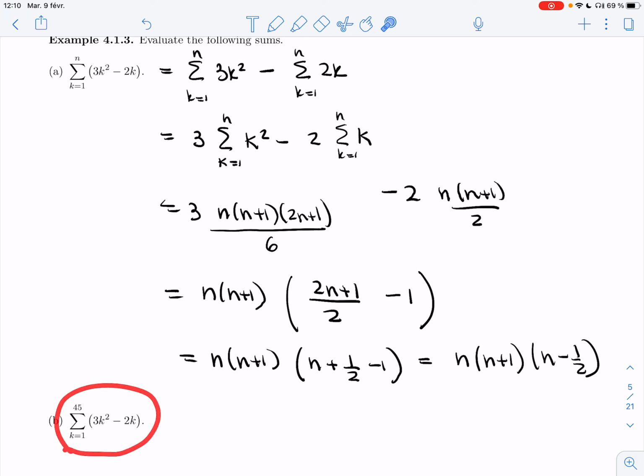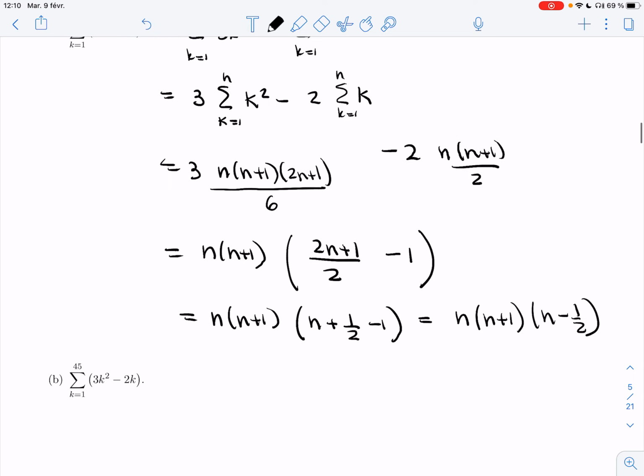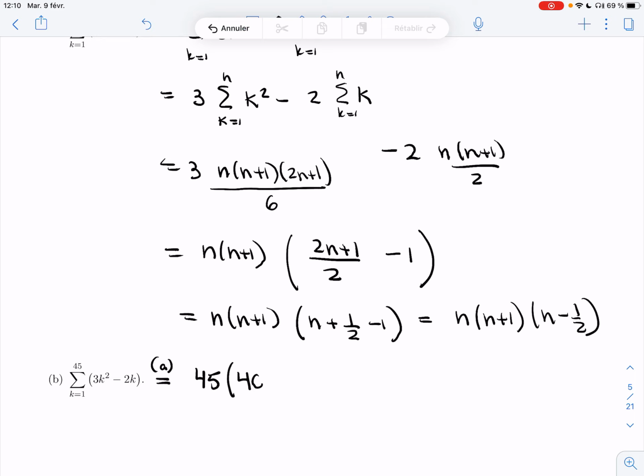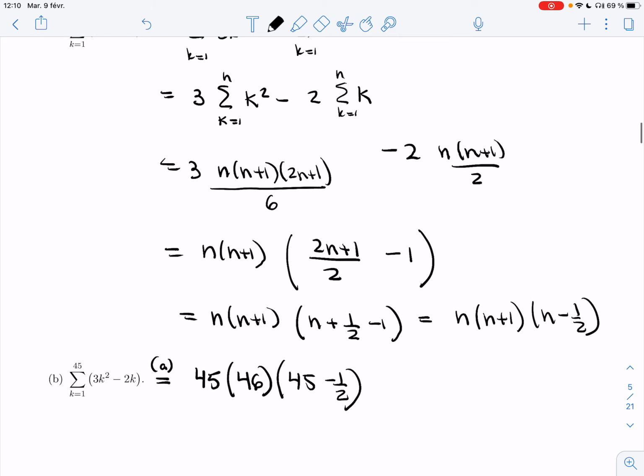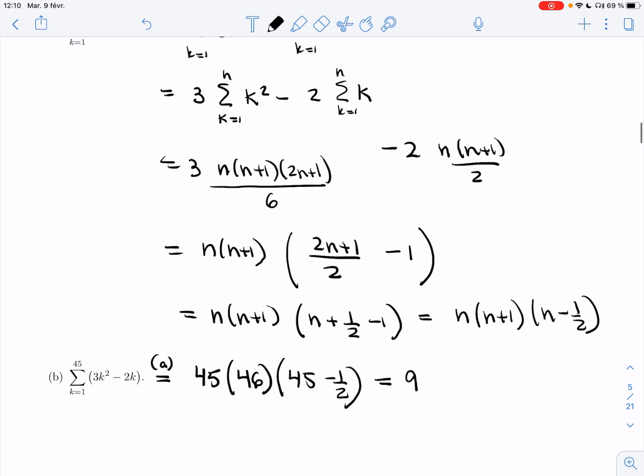Let's say that I have this sum from k equals 1 to 45 of 3k squared minus 2k. That's exactly what we had in A. So it's going to be 45 times 46 times 45 minus a half. And so that would be much shorter to compute than the original one was. So 45 times 46 times 44.5, that's 92,115. That's it.